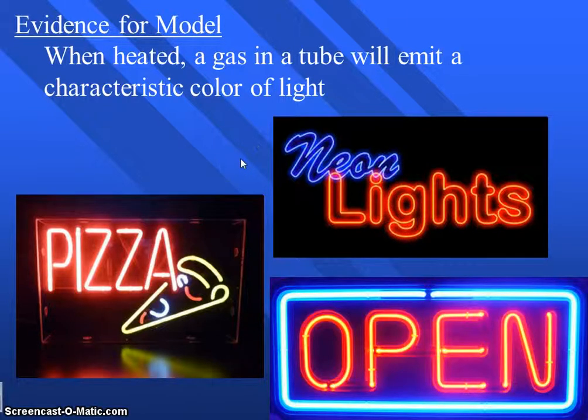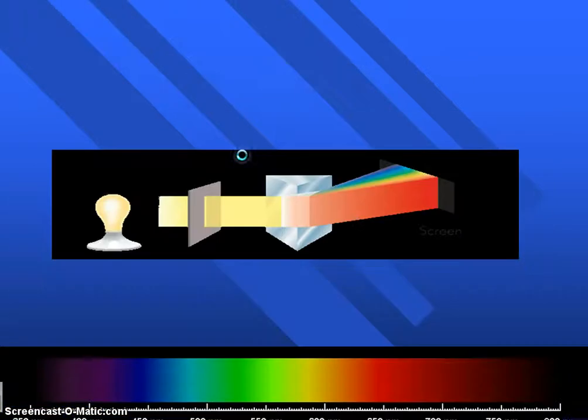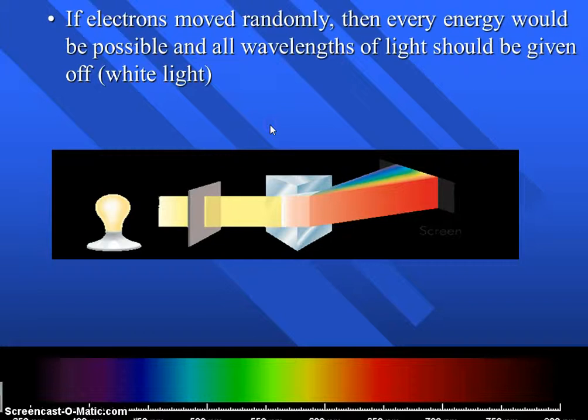Now, what does this have to do with electrons? When they were looking at these neon lights, they were trying to make some predictions. According to our model, if your electrons are just randomly moving, then again, at any given point in time, there would be some electrons with any possible energy. Remember, in your tube of gas, you've got billions and billions of atoms, so there would be some electrons that would have any amount of energy.